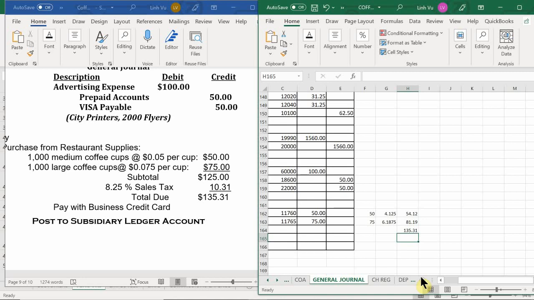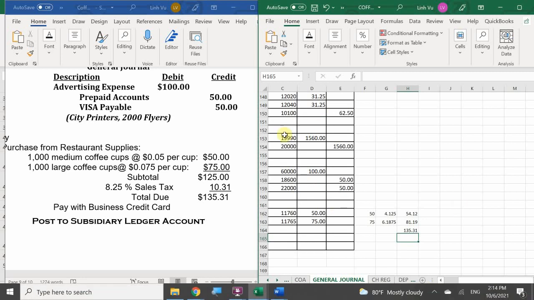Which one is bigger? The second one. So I would round the second one up by 1 penny, and I would leave the first one rounded down. So in this case, I have $54.12 for my medium cups, and I would have $81.19. Because if I add those two up together, what's my total cost? 135.31. Correct.